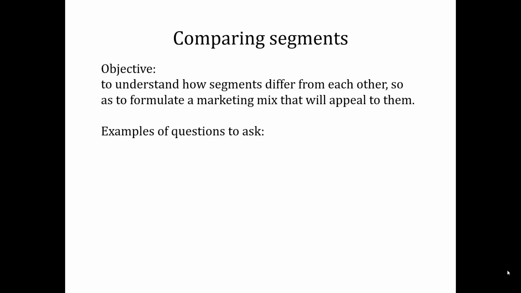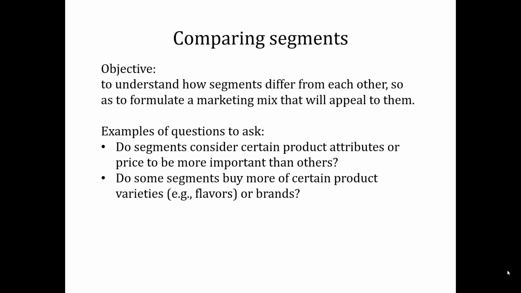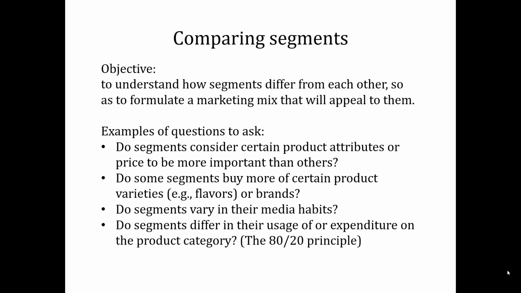Our objective here is to understand how segments differ from each other so as to formulate a marketing mix that will appeal to them. There are many ways in which segments could differ in ways that would be important to marketers. For example, how do they differ in the importance they attach to various product attributes or to price? That would be important in developing a positioning for our products. Do they differ in how much they buy or consume of certain products or brands? Do they differ in what shows they watch or magazines they read or radio stations they listen to? How does the profile of heavy users of the product category differ from light users?